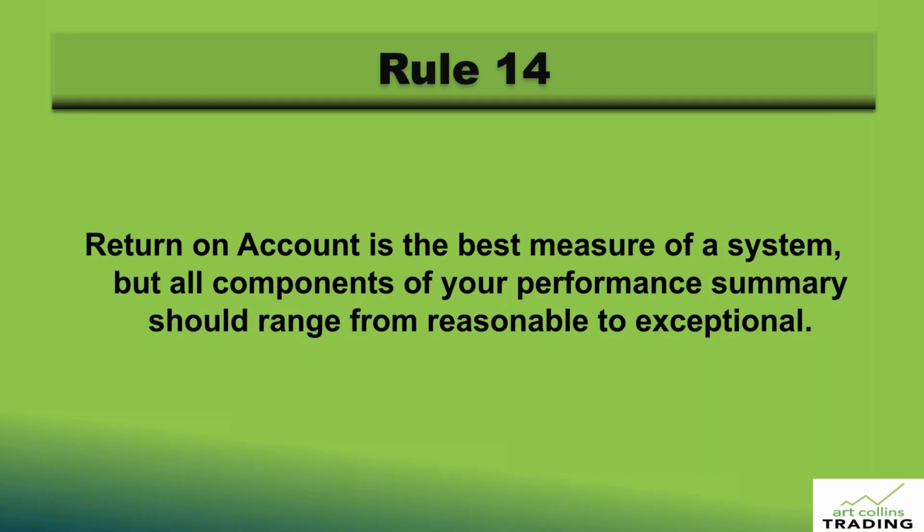The return on account is the best measure of a system, but all components of your performance summary should range from reasonable to exceptional. Return on account is your net profit divided by your worst drawdown. That gives you a percentage that you would have enjoyed, percentage of gains, had you started with your worst drawdown amount.